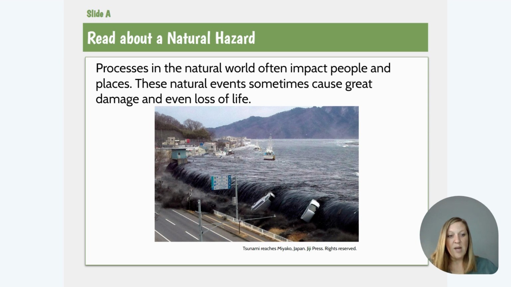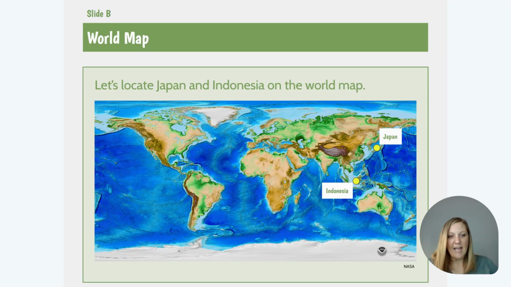We also have a reading that we're going to go through that talks about the events that happened in Japan and Indonesia related to this particular type of natural hazard. Before we begin reading, though, it might be helpful to know where those sorts of things are taking place. If you take a look at this slide, you can see that Japan and Indonesia have been labeled on the map. Knowing where these places are can be helpful to us as we read about the tsunami phenomenon that occurred in these locations.